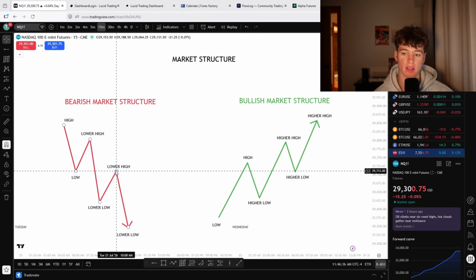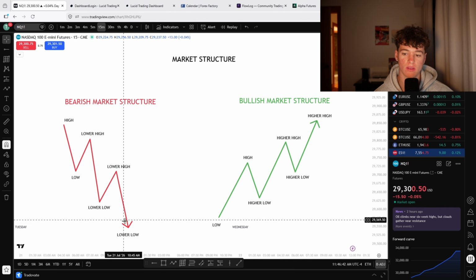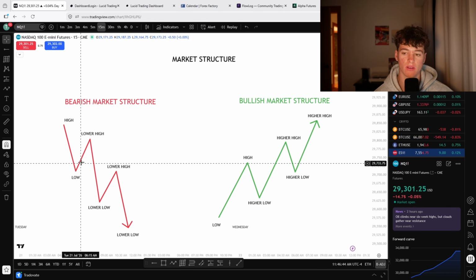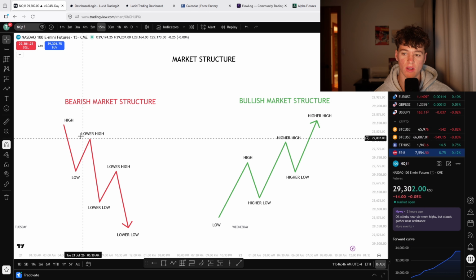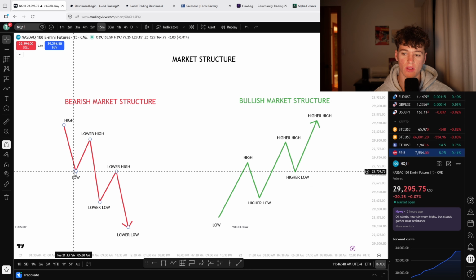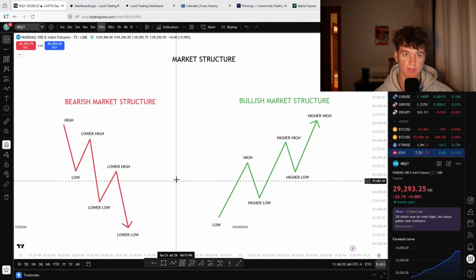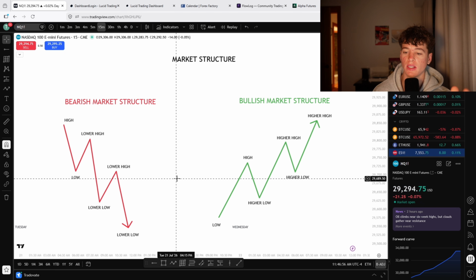And then next we make another lower high of these two highs. This one's lower. And then we make another lower low of these two lows. This one's the lower low. So we have a high, a low, a lower high, a lower low, a lower high, a lower low. I hope that makes sense. It's just we're going down and we're making lower highs and lower lows.